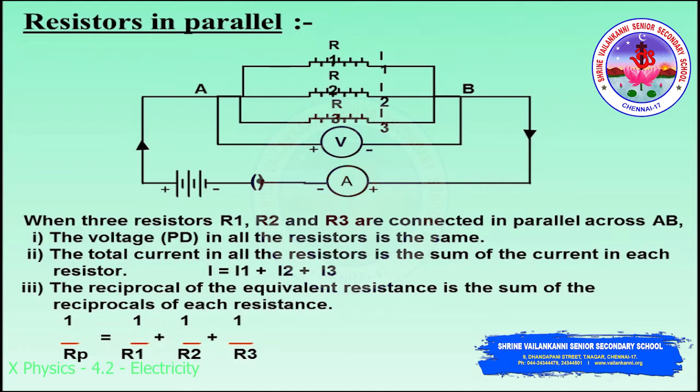So when three resistors R1, R2, R3 are connected in parallel across AB, the potential difference, the voltage, in all the three resistors is the same. The total current is the sum of the currents in the possible paths: I equals I1 plus I2 plus I3. So the reciprocal of the equivalent resistance is the sum of the reciprocals of each resistance. So 1 by Rp equals 1 by R1 plus 1 by R2 plus 1 by R3.